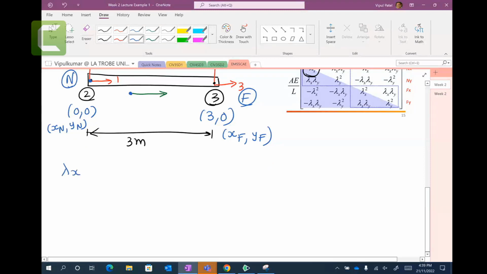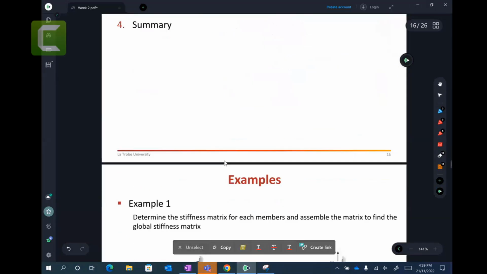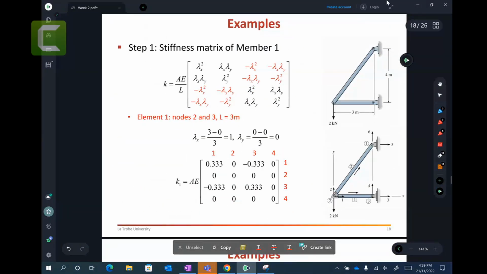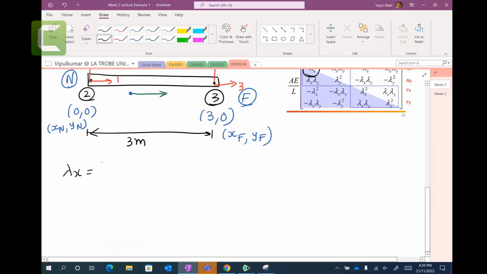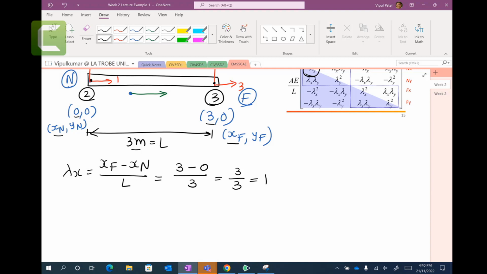So lambda x. The lambda x equation, again, no need to remember that. The lambda x equation is xf minus xn over L. So xf is 3, take away 0, because xn is 0. The length L is 3, so 3 over 3 is equal to 1. How do you put, sir, arrow directions are to be in X and Y, all good.